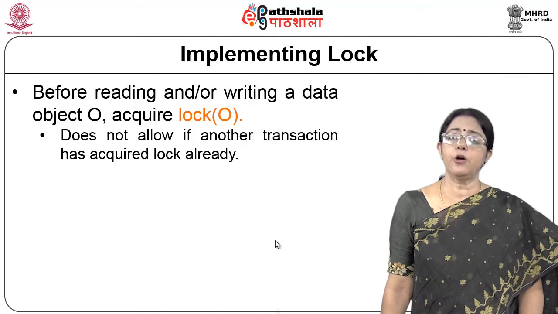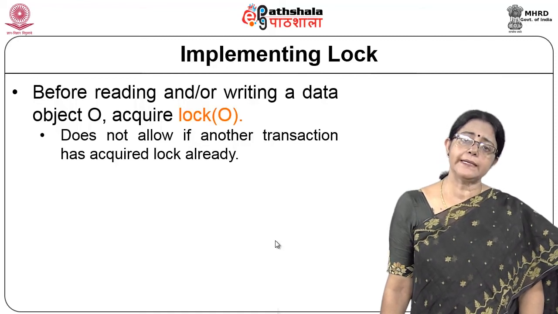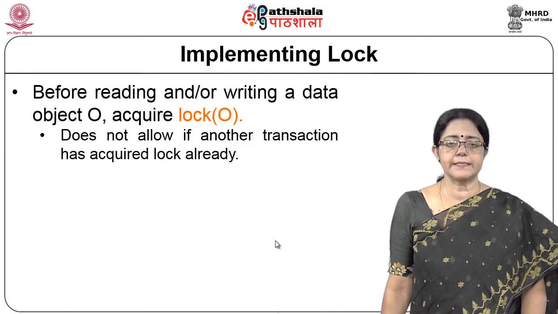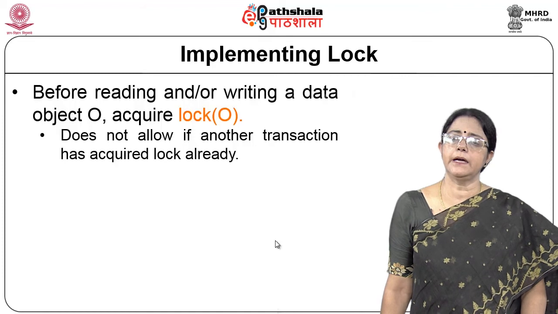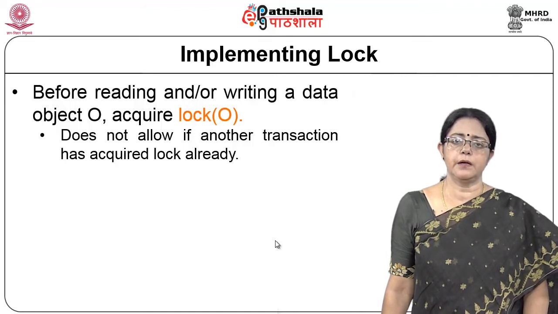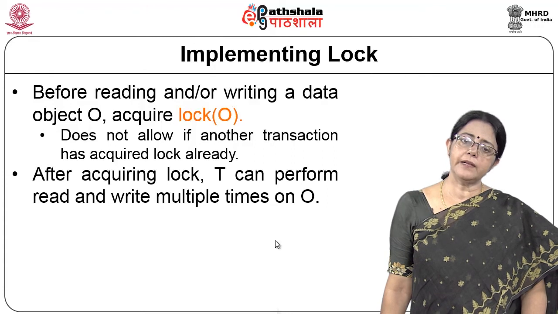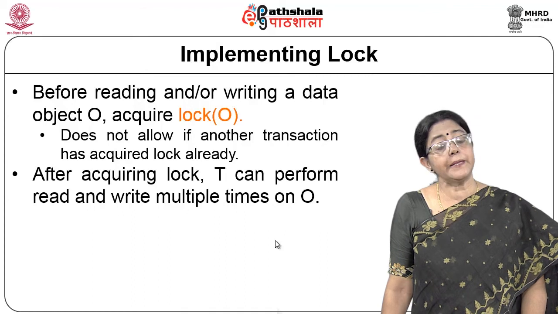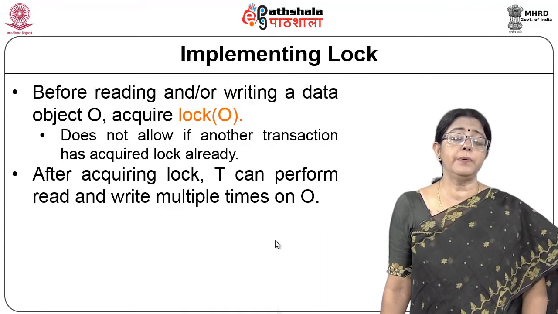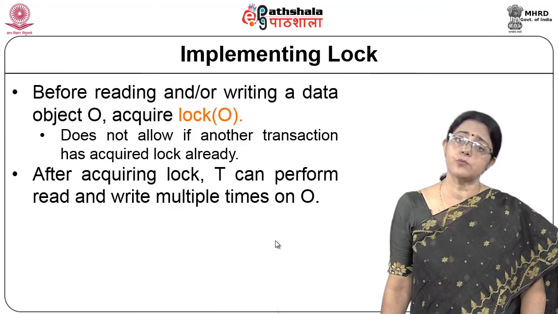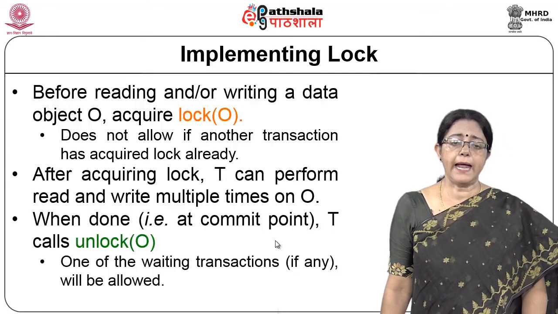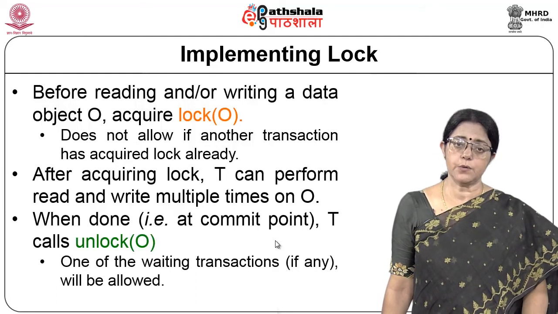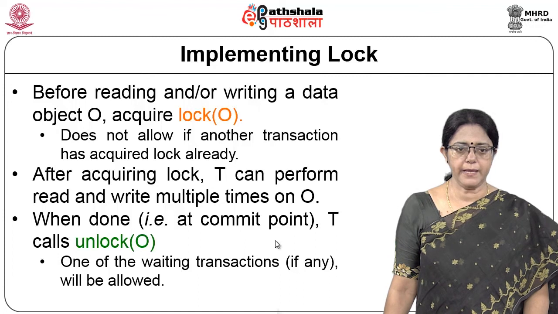Before the writing or reading process happens, we have to acquire a lock. If there are conflicting operations, then the data object will not allow the lock to be obtained. After acquiring a lock, the transaction T can perform all its reads and writes multiple times. There is no problem in accessing the same data multiple times once we have the lock, and then when it unlocks, one of the other waiting transactions will be allowed.